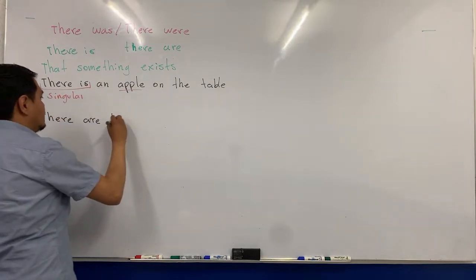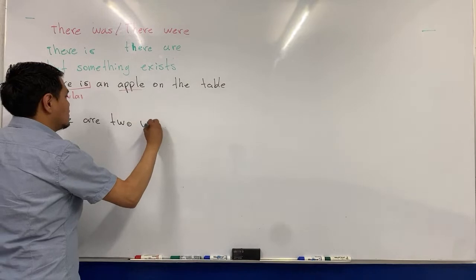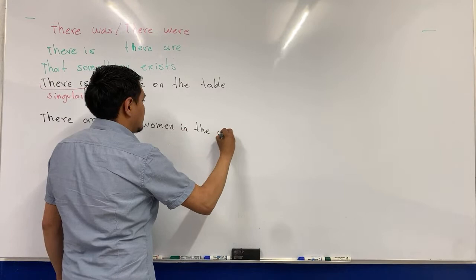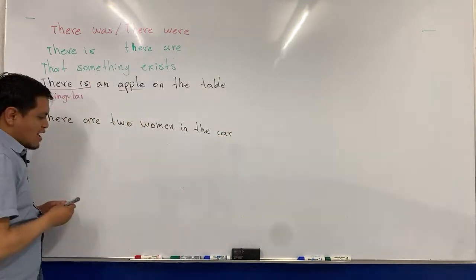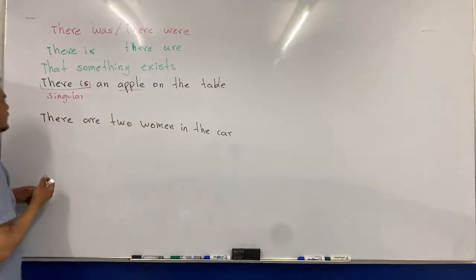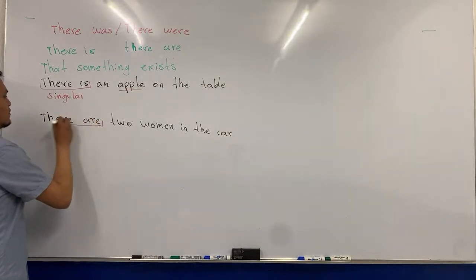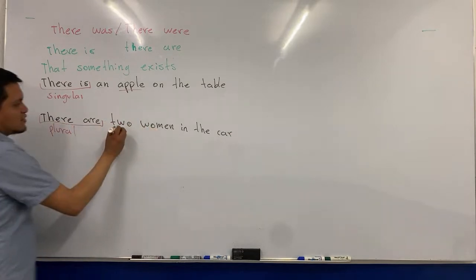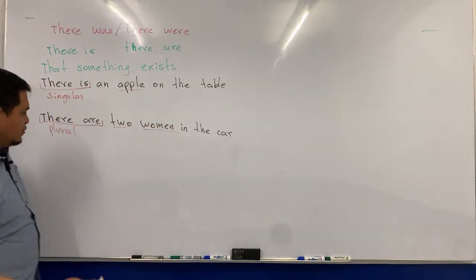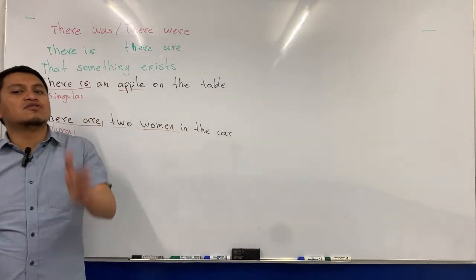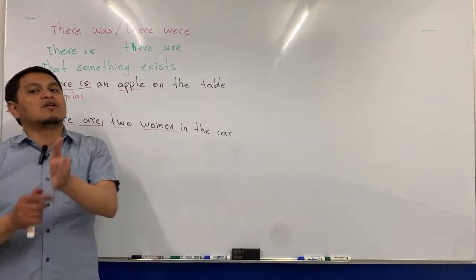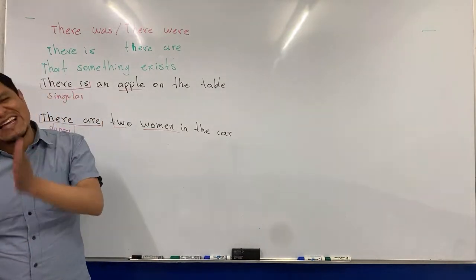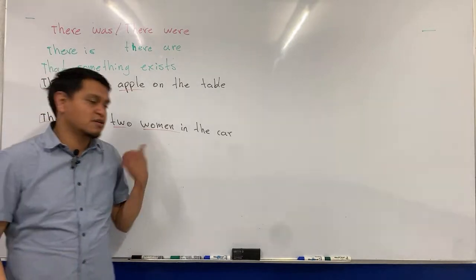There are two women in the car. I mean, "there are" is for plural, like this, two women, right? For plural, right? You also know some expressions to talk about the quantities of objects. For example, check these charts.